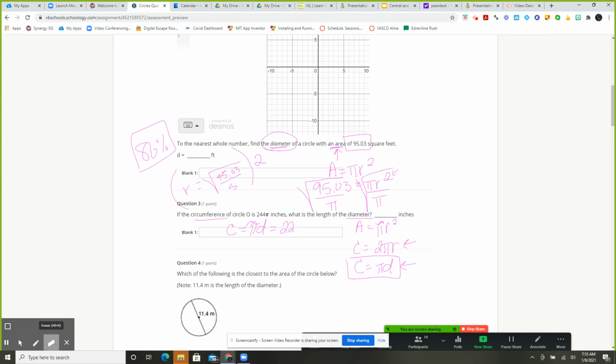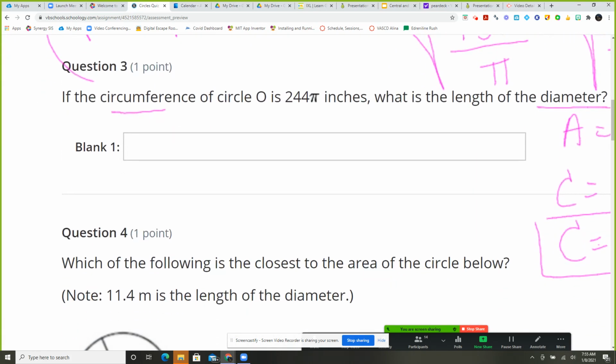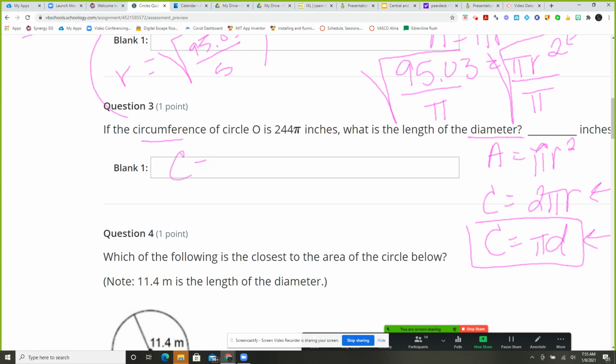I need to erase some of this. Let's try this again. If circumference equals pi times diameter and it equals 244 pi, how do I solve just this part of the equation? Divide by pi and divide by pi, those go away, and the diameter equals 244. And that's that. Questions on that?